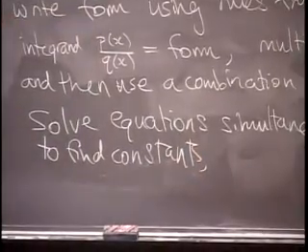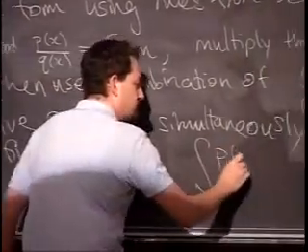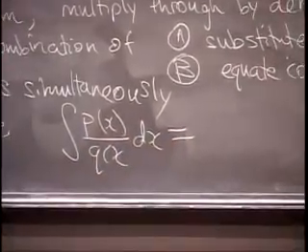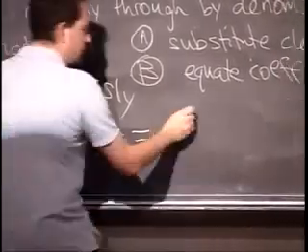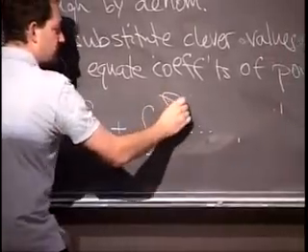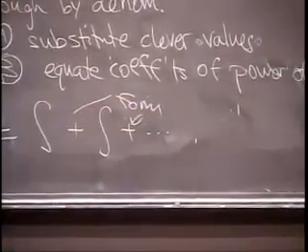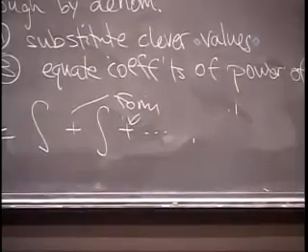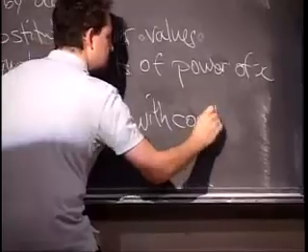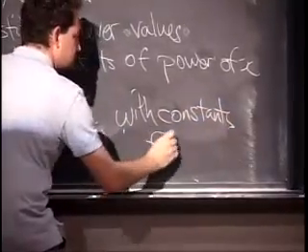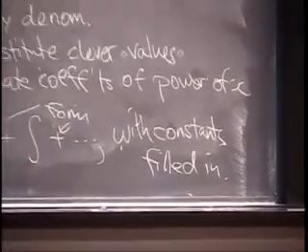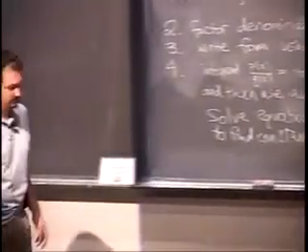Then rewrite the integral that you want as the integral of each piece of the form. This is from the form, each piece of the form gets a separate integral with the constants filled in. Okay, that's the big step. Step 4 is the big algebraic step.